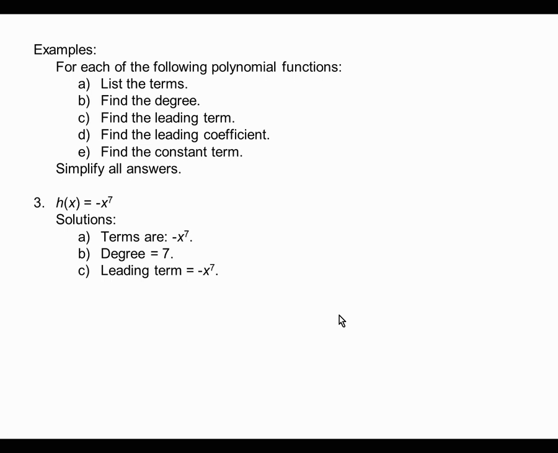The leading coefficient is supposed to be the coefficient of the leading term. Again, the leading term is negative x to the 7th power. That negative really means negative 1 times x to the 7th. So our leading coefficient is equal to negative 1.